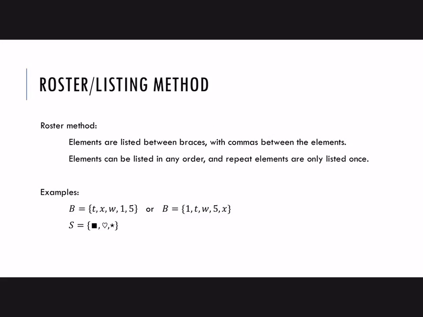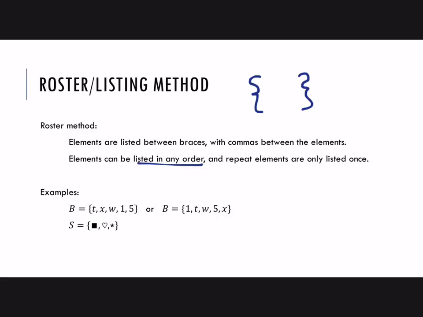So here's the first way to describe sets, using the roster or listing method. We list elements of the set, things that are in it, between braces with commas between the elements. So here are your braces. They're like curly brackets, right? And then we would just list things out. Elements can be listed in any order, and repeat elements are only listed once.